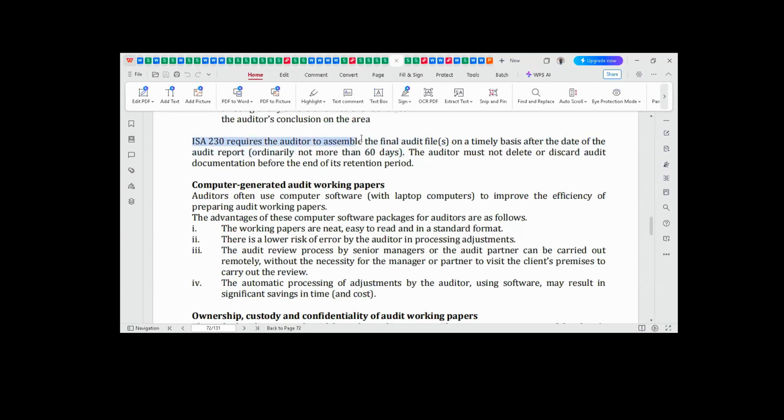See it here. The auditor is to assemble the final audit file on a timely basis after the date of the audit report, ordinarily not more than 60 days. What that implies is that after the audit has been completed and the report is signed, then you have 60 days to ensure that everything you used to arrive at the audit report is properly filed and stored away. I hope that is clear, sir. Okay, I get it now. All right, thank you very much.